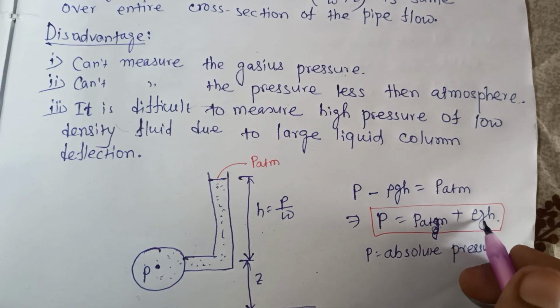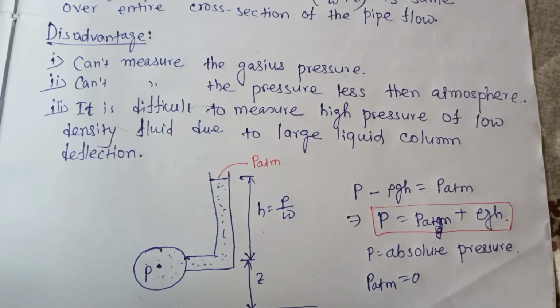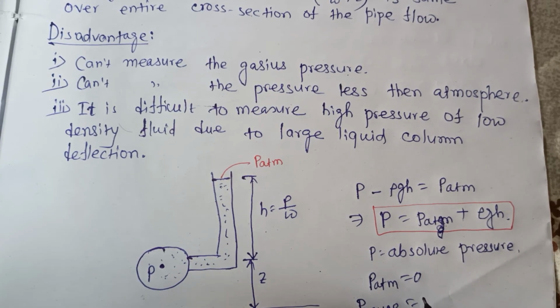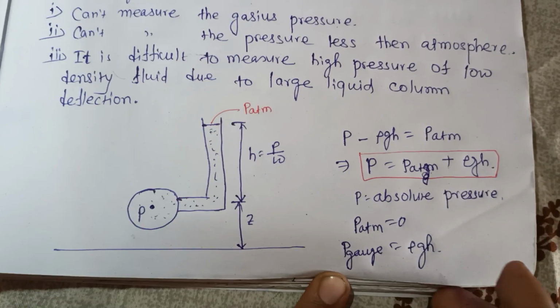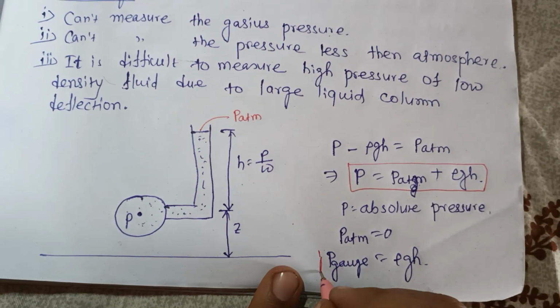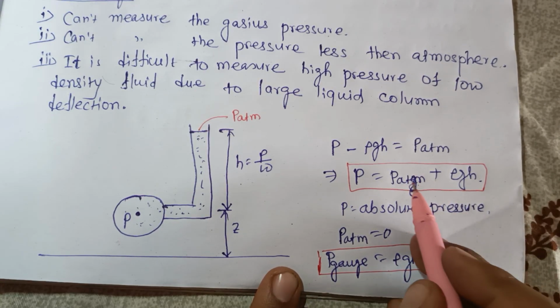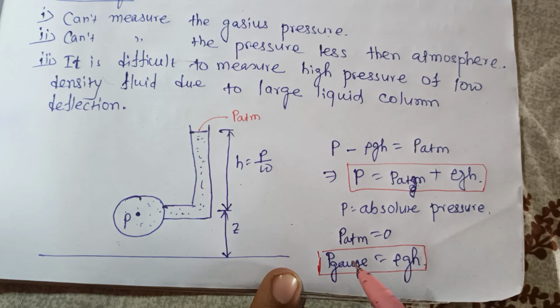So if you consider that the atmospheric pressure P atm is equal to 0, then the gauge pressure will be equal to rho g h. So here the atmospheric pressure is equal to 0, so P equals rho g h, so this P will be the gauge pressure.